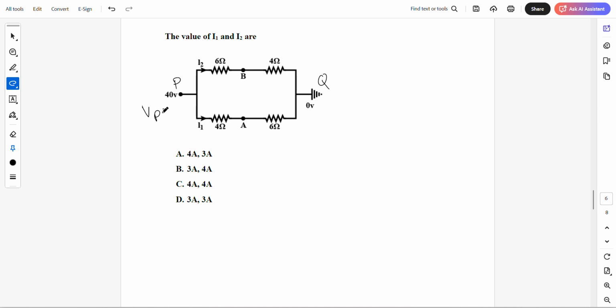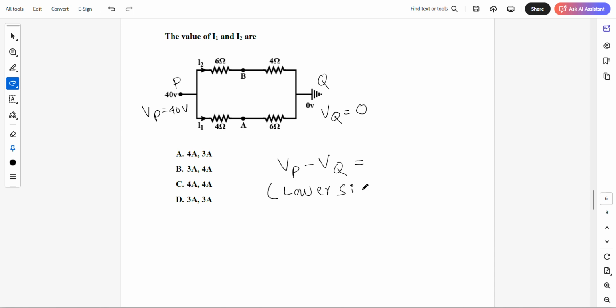How much is Vp? Vp is 40 volts. How much is Vq? It is grounded. Okay, grounded and Vq is equal to 0. Okay, now we have to calculate I1 and I2. Understood? Now Vp minus Vq. Vp minus Vq. Now first variable. Okay, let us come downside. Okay, lower side.